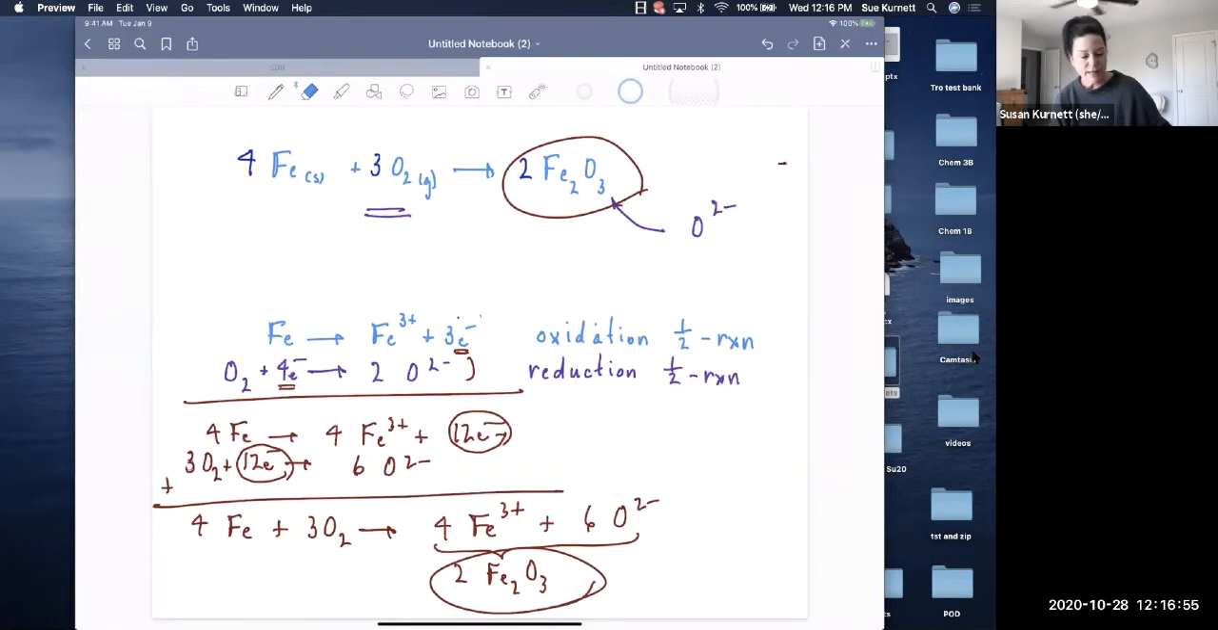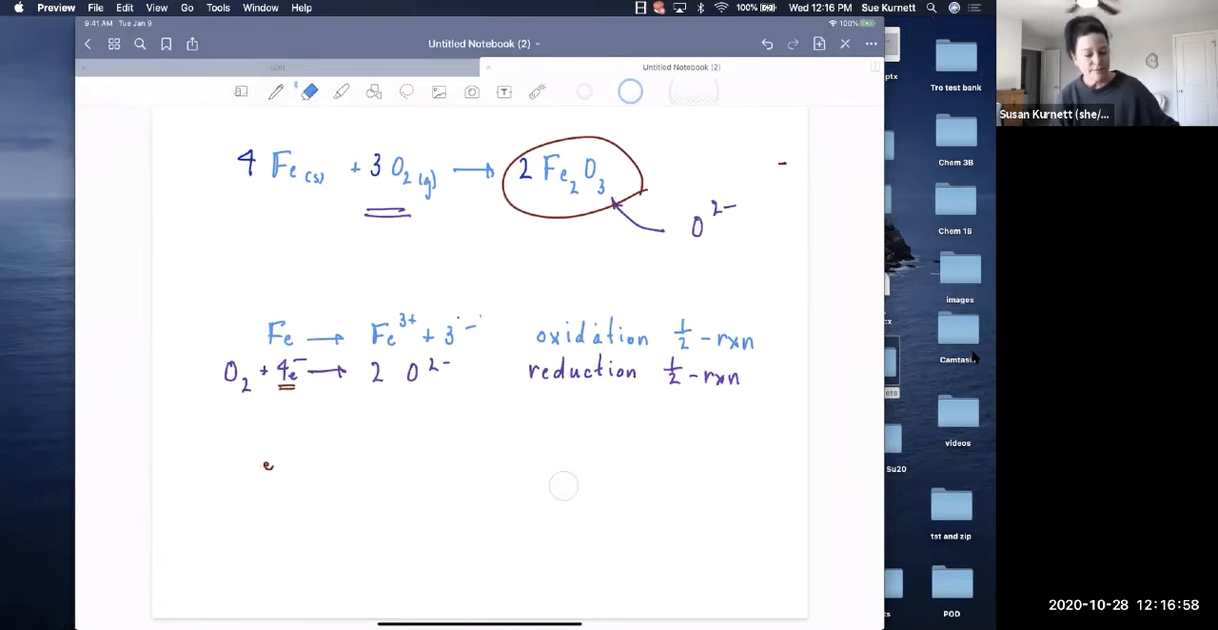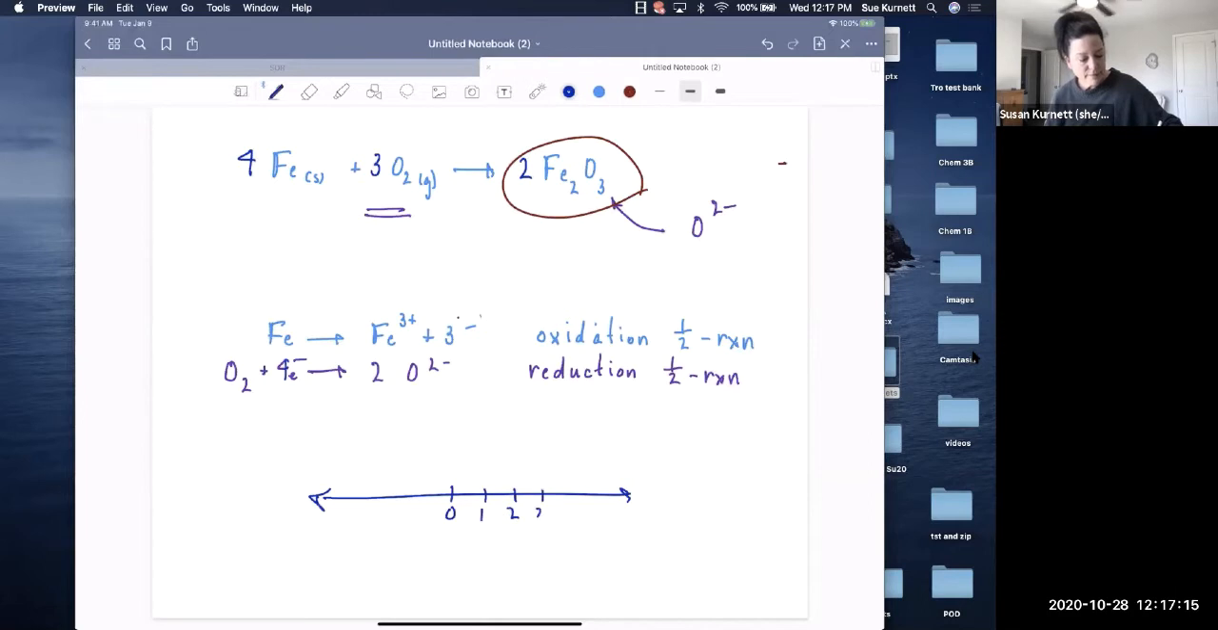So before I combine these two half reactions, let's see, I talked about some vocabulary, and I mentioned a number line. So here's a number line. So an oxidation, the charge on iron went from 0 to +3. And when the charge goes up, when the oxidation number goes up, we say oxidation has occurred.